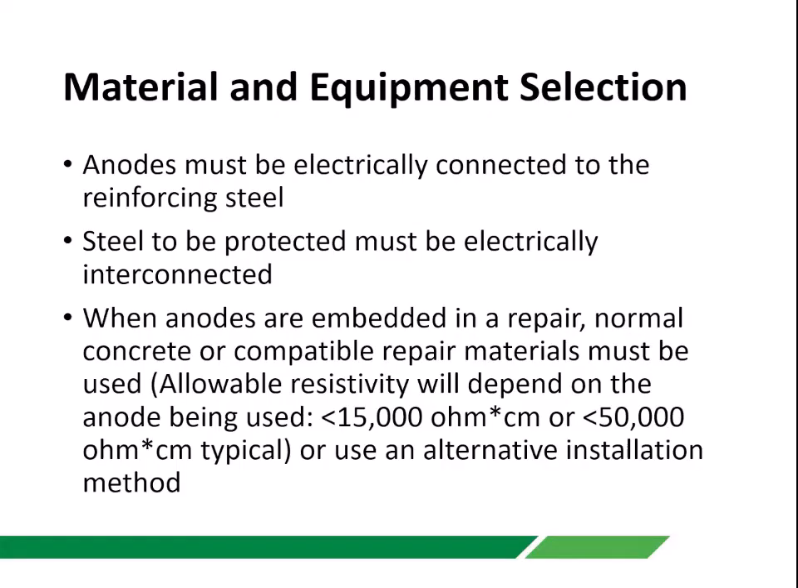So just some considerations that are in the wrap document. Obviously, the anodes must be electrically connected to the reinforcing steel in order for them to work. It's also important that the reinforcing steel in the perimeter or in the area around where the anode's being installed must be electrically interconnected. When you're embedding anodes into the repair, it's important that the repair material itself doesn't have a resistivity that's too high. So depending on the type of anode you're using, there are different limits for that. Or you use an alternative installation technique, which we don't have time to talk about right now, but it is detailed in the guide.